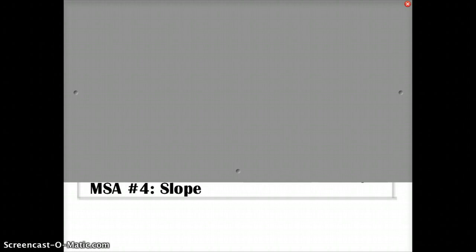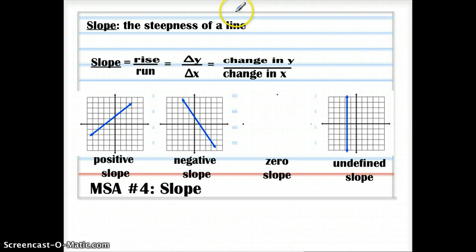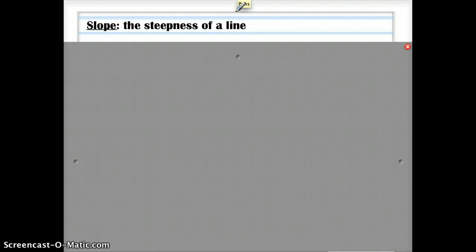All right, in this lesson we're going to learn a little bit about slope. If you want to title your notes MSA number 4, slope, that would be very helpful. When we're looking at slope, you are pretty familiar with slope as the rate of change. Another thing I want you to get comfortable with thinking of as slope is the steepness of a line. Slope is the steepness of a line.